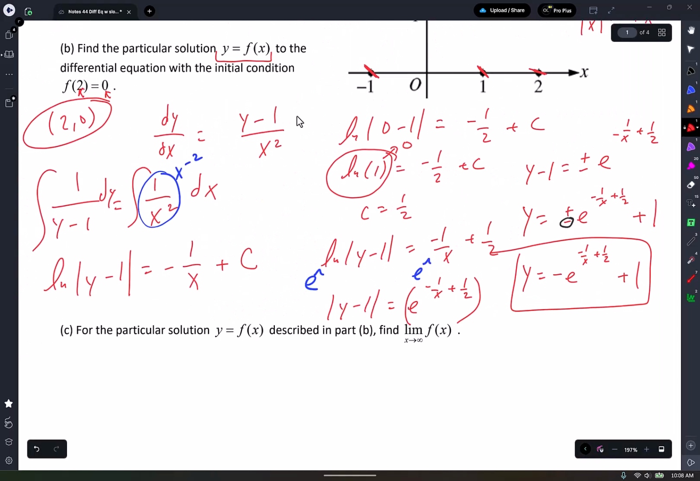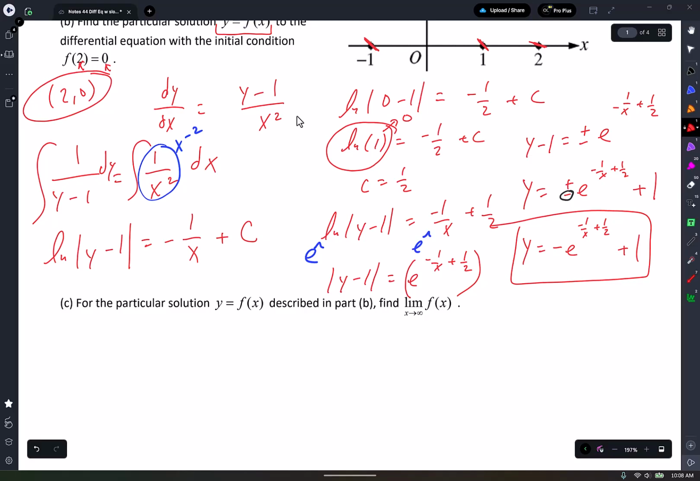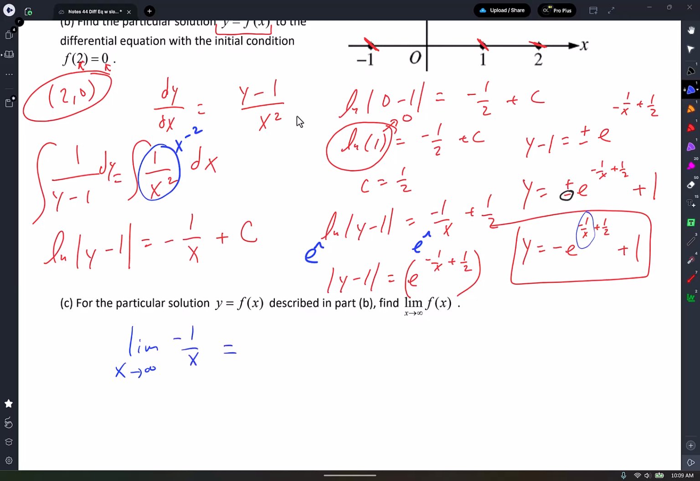And then letter B, they're just checking to see if you know limits. I guess we'll go slow with this one. It says, find a particular solution described in part B as x approaches infinity for f of x. This is my f of x. So before I even do it, I'm just going to do this. Limit as x approaches infinity, and I'm just doing it for that right there, negative 1 over x. So as x approaches infinity for this, what is this limit? Negative 1 divided by something big. 0.